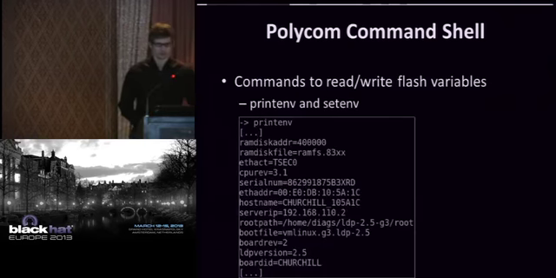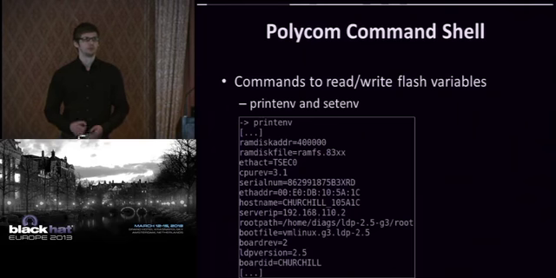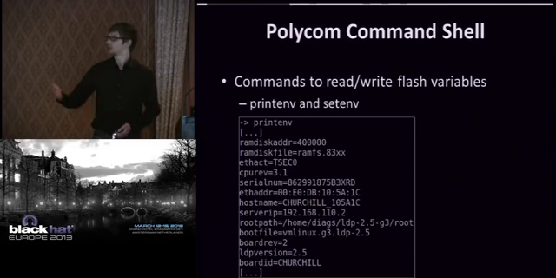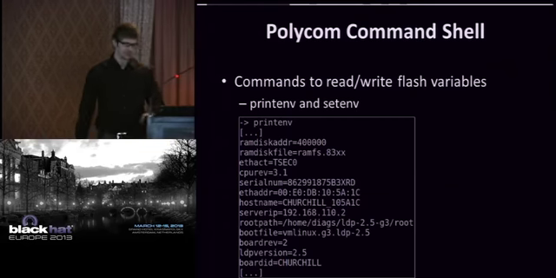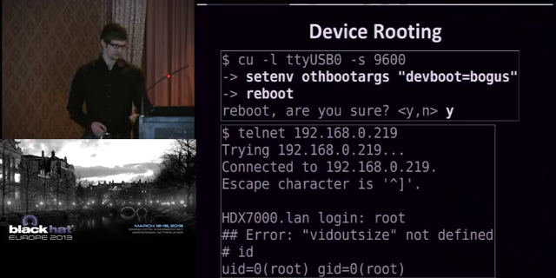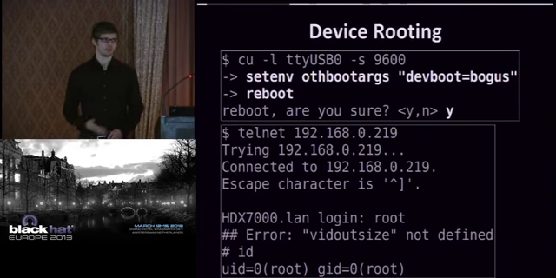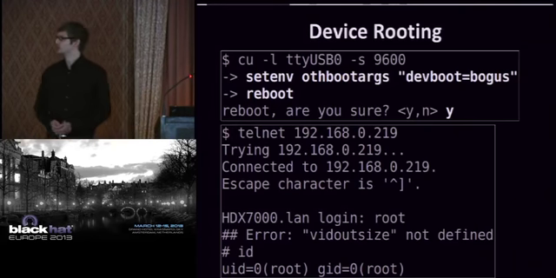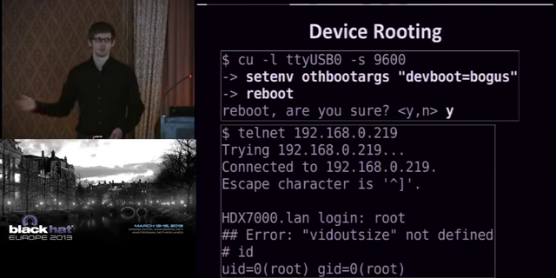There are two commands, print env and set env, which can be used to give you a list of all the variables and modify those variables respectively. So rooting the device really comes down to only two lines. You connect to the Polycom command shell either via telnet or through a serial connection. You do set env OTH boot args, devboot equals bogus.